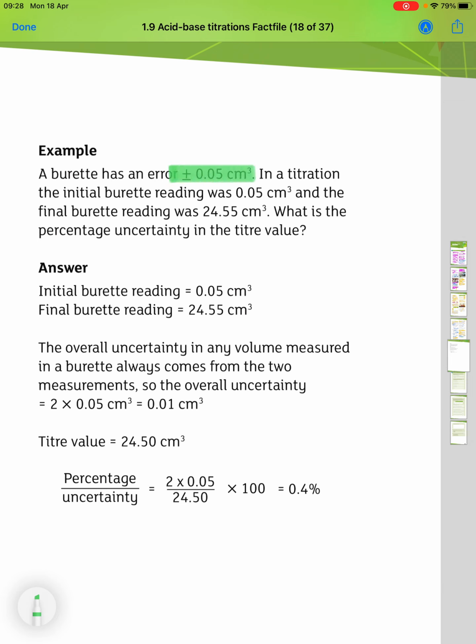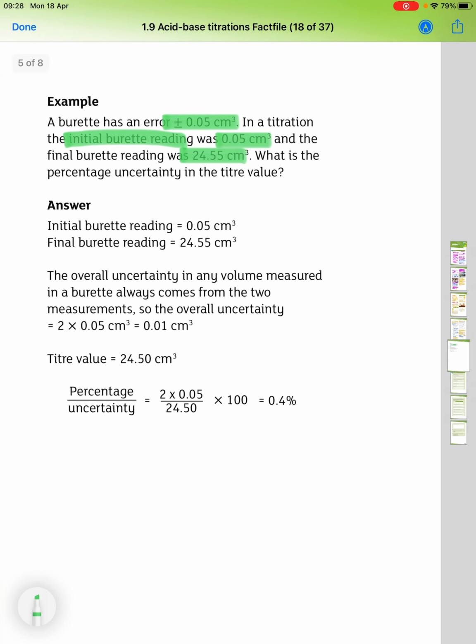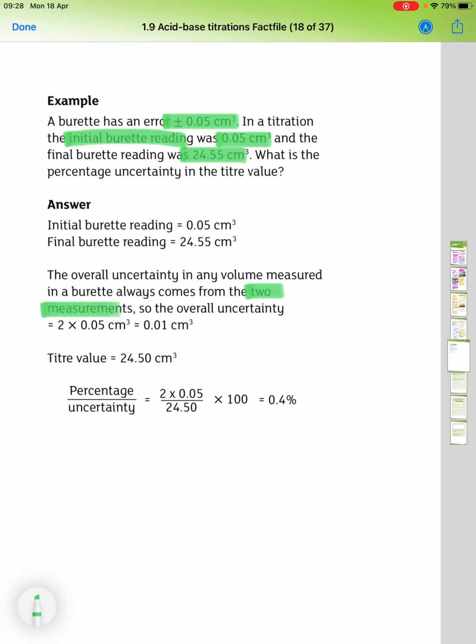So if a burette has an error of 0.05 cubic centimetres, in an initial burette reading, it was 0.05. What is the percentage uncertainty then if the final burette reading is 24.55? So the overall uncertainty of any volume measured in a burette always comes from 2 measurements. So the overall uncertainty here is 2 times 0.05, which is 0.1.